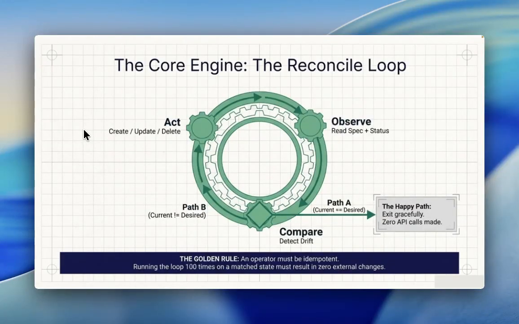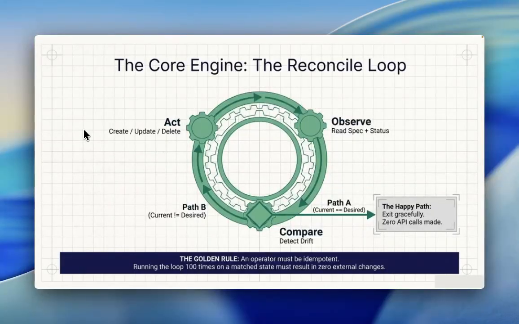Now, what is the core engine? The core engine is about act, observe, and compare, with a path A and a path B. In act, you are creating, updating, and deleting. In observe, you are reading the specification plus status, and in compare, you are detecting the drift. The happy path is to exit gracefully, with zero API calls made.